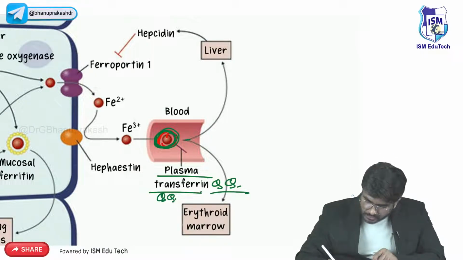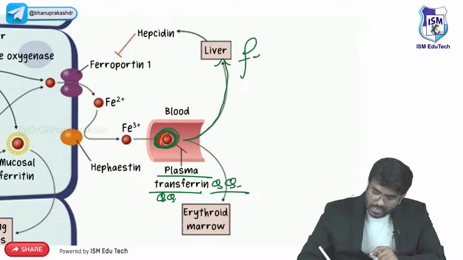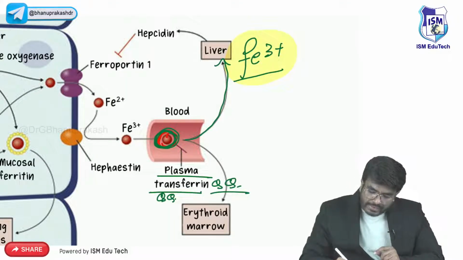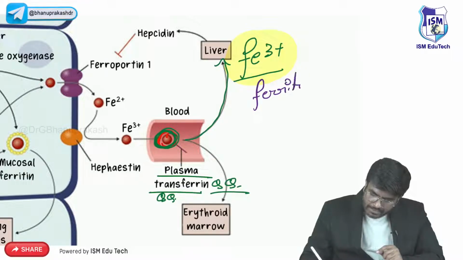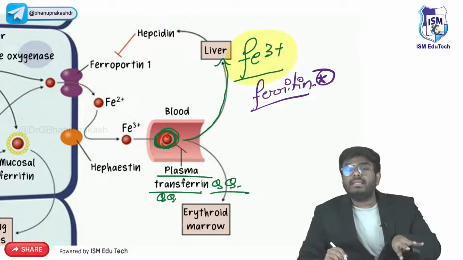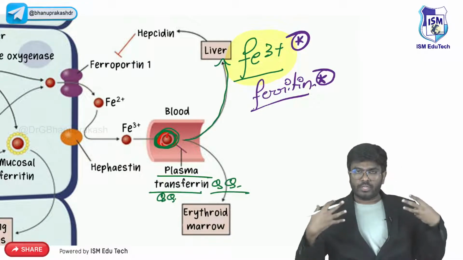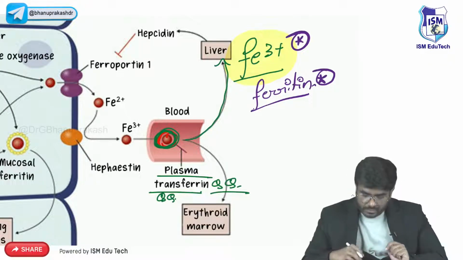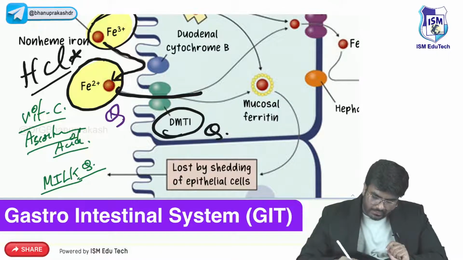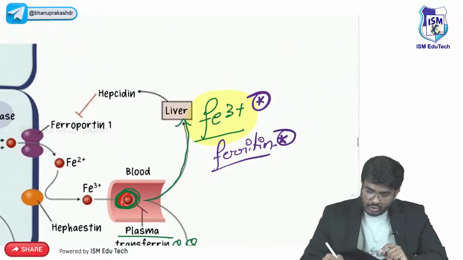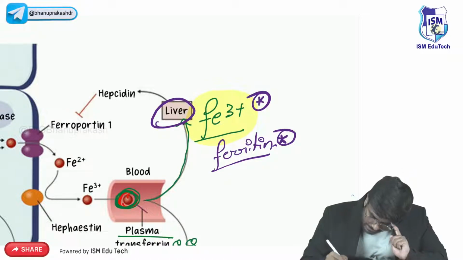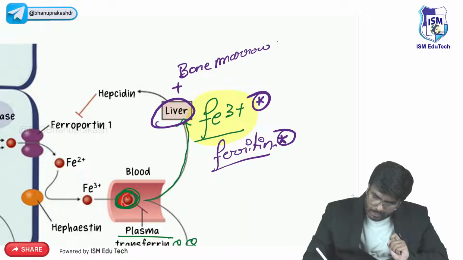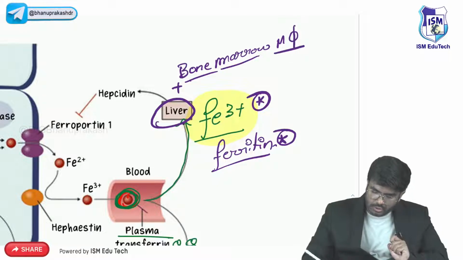So what will this transferrin do? It will transfer the iron to the liver. In the liver, iron is stored in which form? Fe3+ form. The storage form of iron is called ferritin. Ferritin is Fe3+. We store iron in the liver in Fe3+ form, not Fe2+ form, but Fe2+ form of iron is absorbable. Iron is stored in the liver, as well as in the bone marrow macrophages.